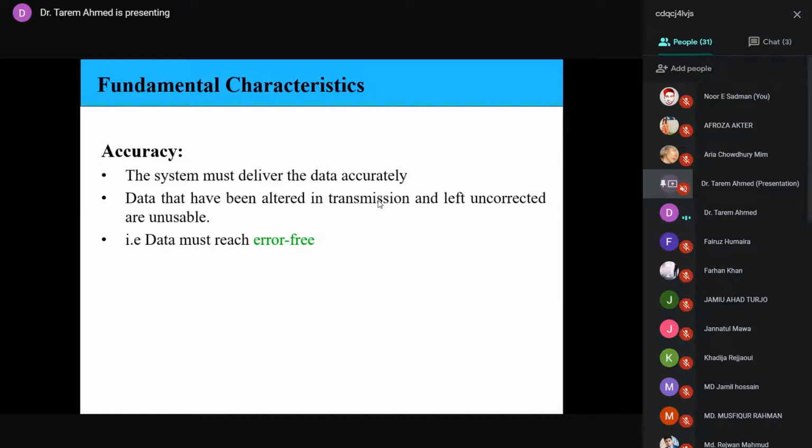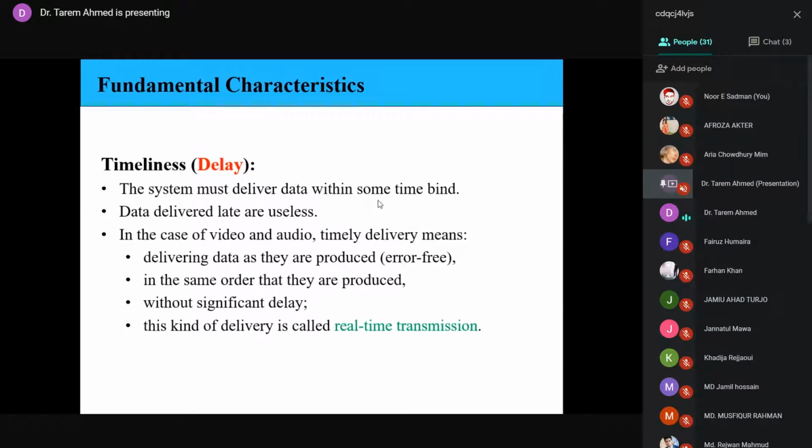Okay, so next is delay. Timeliness is this book's term. The actual technical term is delay. This means each system must deliver the data within some time bound. And the time bound depends on the application. For a real-time video transmission, you're okay with a 10-second delay. For an email, you're okay with a 1-minute delay. For a banking transaction, you could be okay with a 1-hour delay, right? I will not say 1 day, because even for banking transactions, for credit card transactions, you're okay with a 1-minute delay maximum. And for online gaming, you are okay with probably a millisecond delay, right?